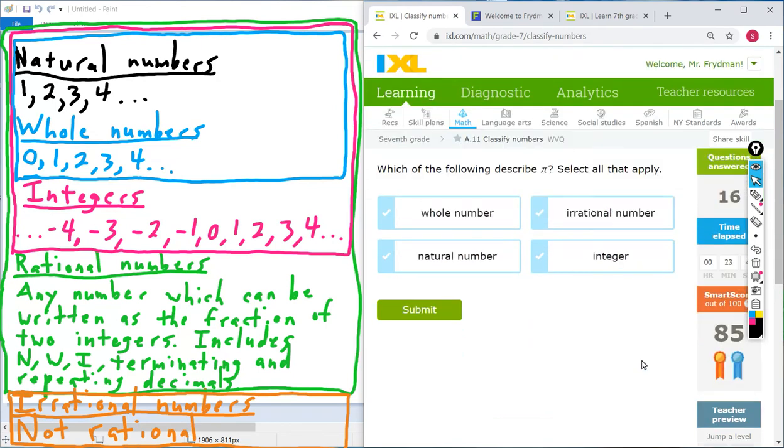Which of the following describe pi? Didn't I just do this? It's an irrational number.